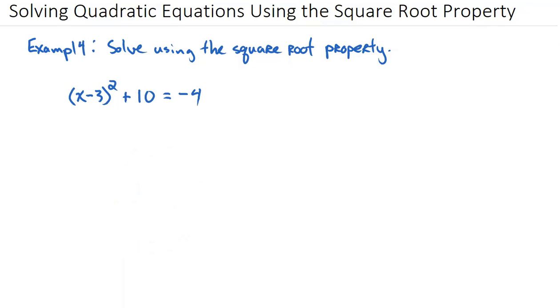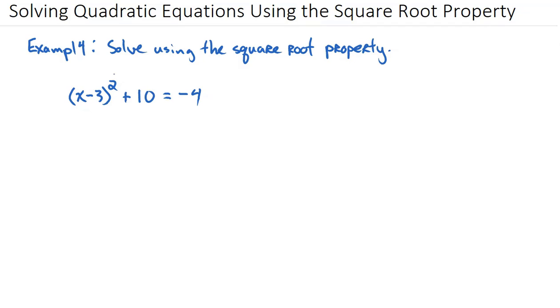Alright, let's get really fancy here with our last example. We have the quantity of x minus 3 squared plus 10 equal to negative 4. Now here, sometimes it's tempting, you want to kind of simplify this square piece. You don't really want to do that. That's a square, and so if I square root it, then I'll get down to just x minus 3, which would be really nice for that whole squared thing to go away.